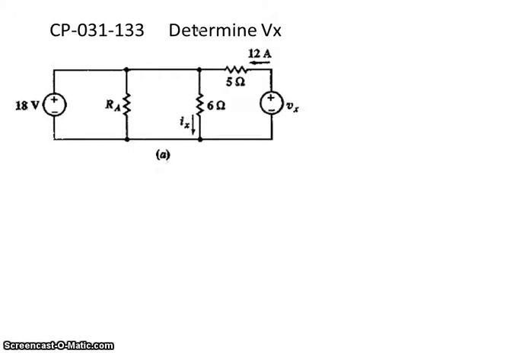We're going to now work on one of the homework problems, cp031 133, and the goal of this problem is to determine voltage V sub x. At this point, what we know is passive sign convention. We also know Ohm's law. We also know Kirchhoff's voltage law and Kirchhoff's current law. So, knowing that, then we can approach the problem in the following way.